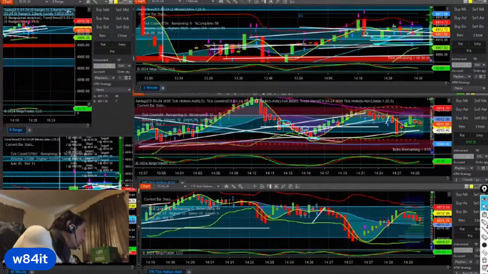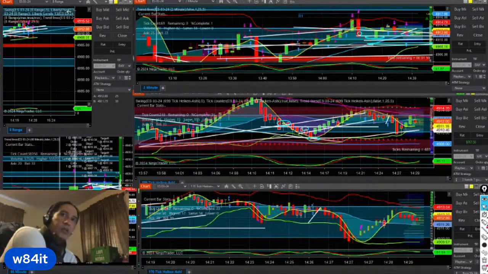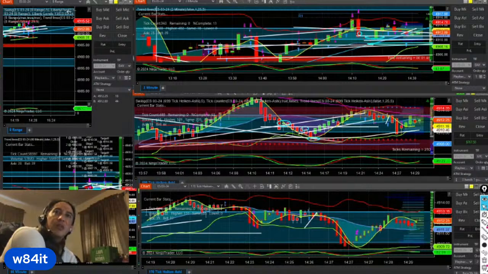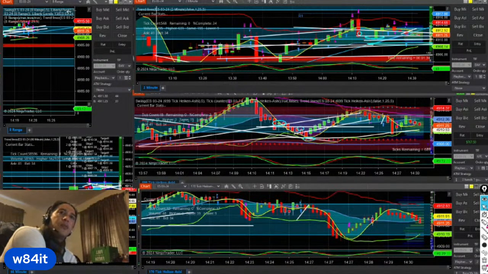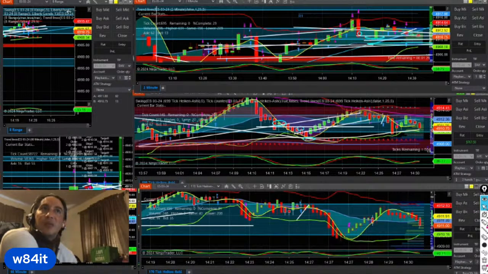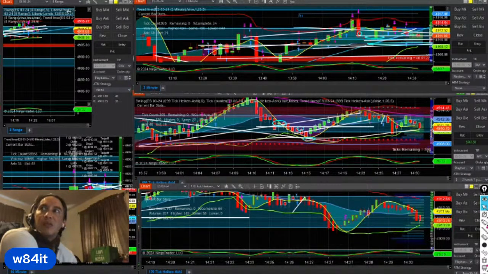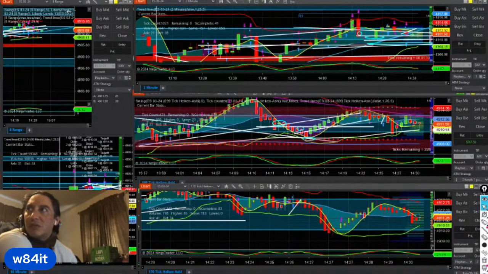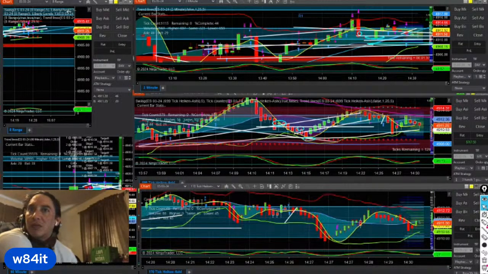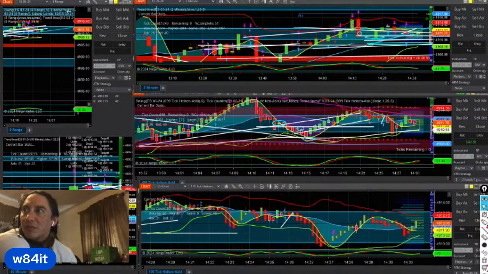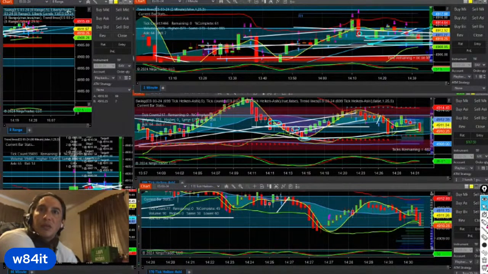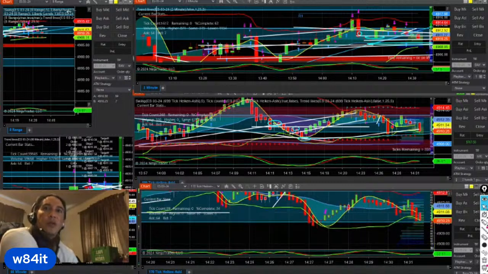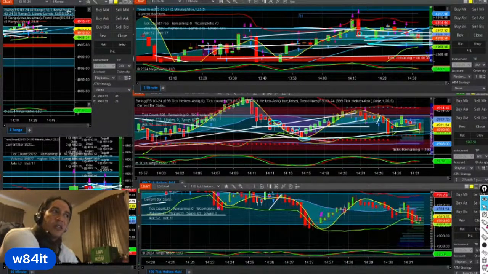21 HMA, middle Bollinger Band. Yeah, 21. What is my HMA? 34 or 21? I think it's up here at the top somewhere. Where is it? I'll look here in a second. All right, so stopping into this to ignite it again.